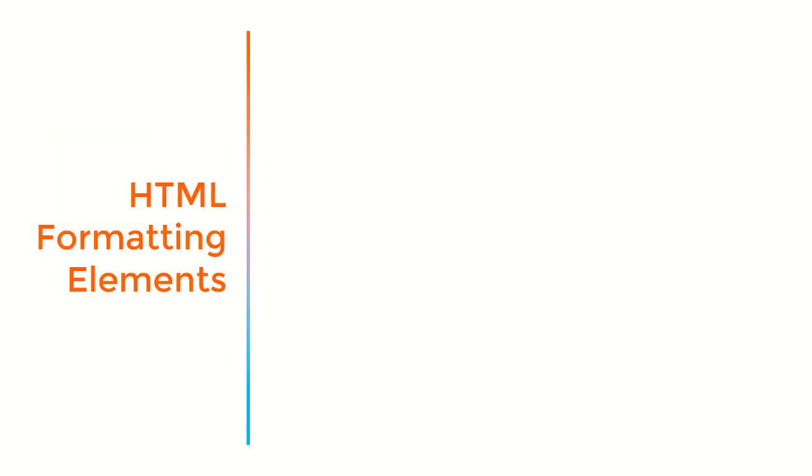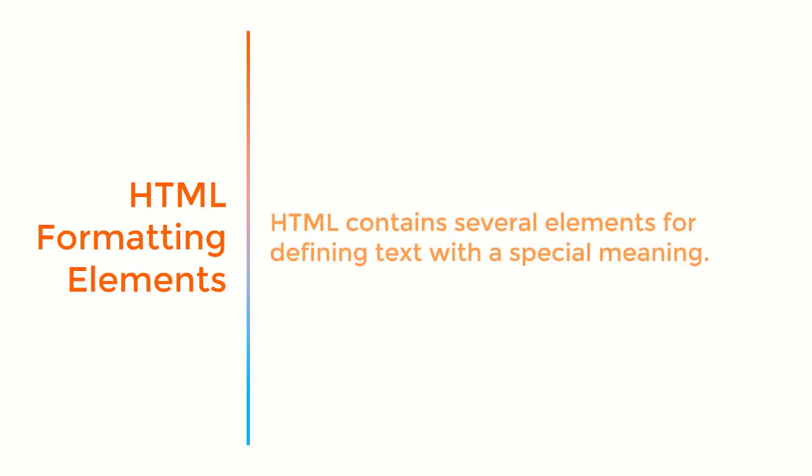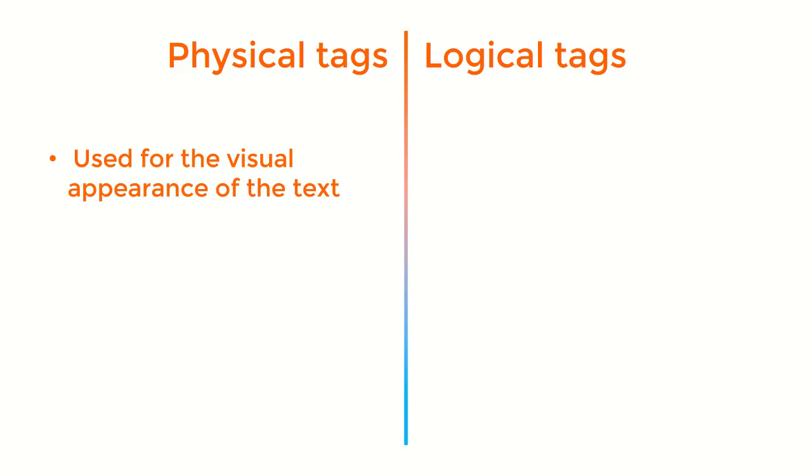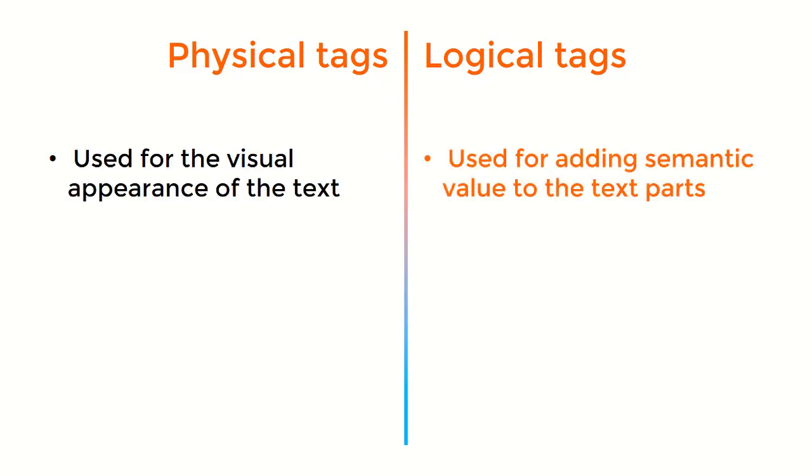If you have used a word processor like Microsoft Office Word, you must be familiar with text editing features like making text bold, italicized, and underlined. HTML includes elements that are designed to display these special types of text and many more. These tags are divided into two groups: physical tags and logical or semantic tags. Physical tags are used for the visual appearance of the text, while logical tags add semantic value to the text parts, such as informing search engines for which keywords a web page should be ranked.